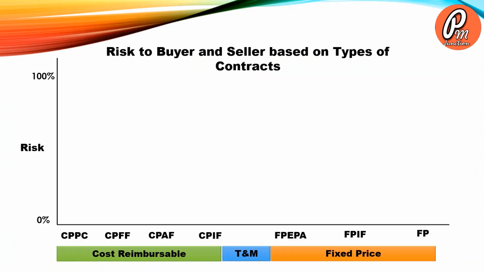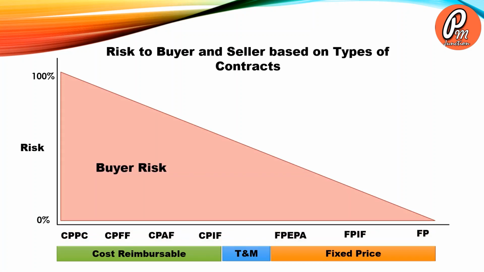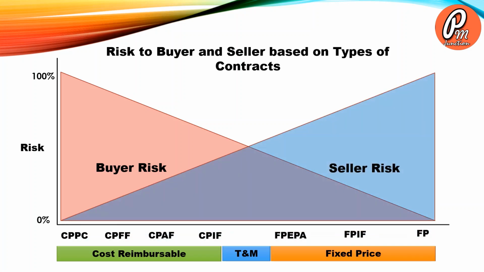In this graph, we will try to understand risk to buyer and seller based on type of contracts. From buyer point of view, fixed price contract is the least risky and the cost plus percentage of cost is the highest risk contract. From seller point of view, fixed price contract is high risk contract and the cost plus percentage of cost contract is the least risky contract. Time and material contract falls in between.